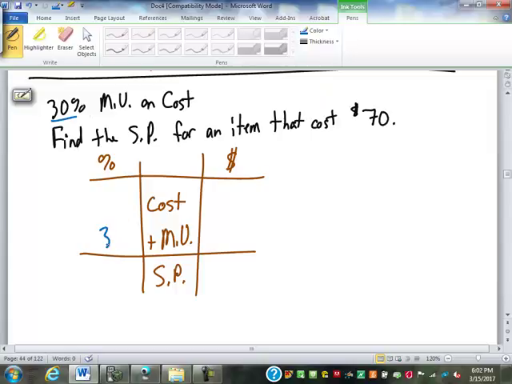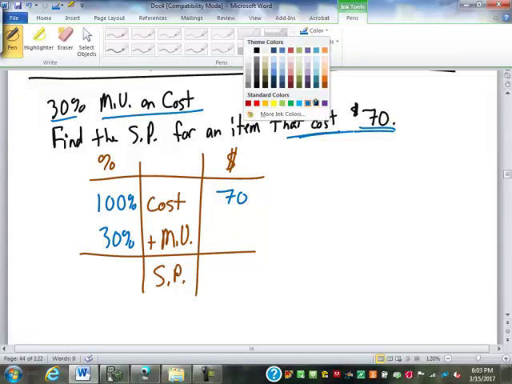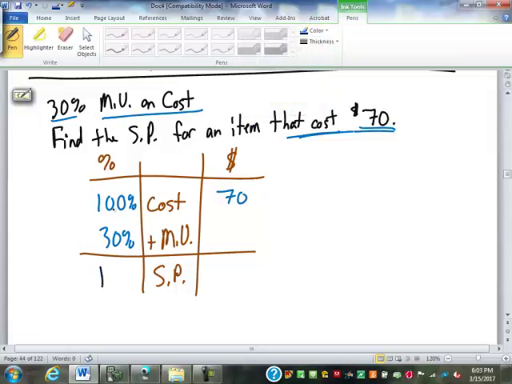30% represents the markup. $70 represents cost. Cost $70. And the 100 goes where? In the cost. Because it's markup based on cost. So that means that the selling price is 100 plus 30, or 130%.